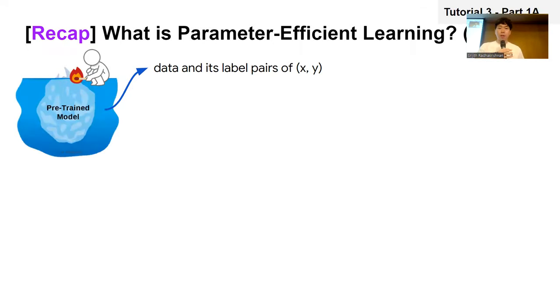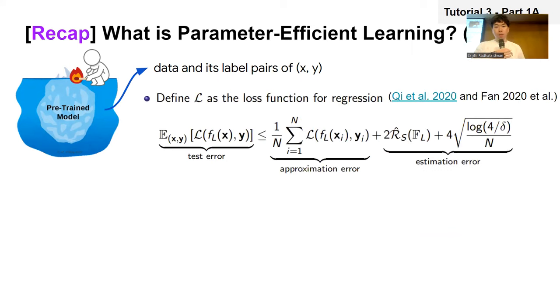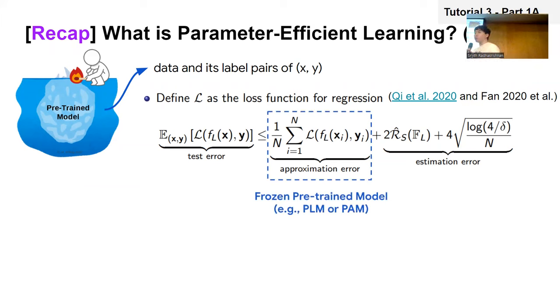In the better cases, the mechanism behind parameter efficient learning: say we have a pre-trained model and we're trying to fine-tune it, and we have data, a paired set of X and Y. So based on Barron's theory and some recent work, we can define the loss function for regression like that. The same task error, but now we calculate the expectation because we have a group of data. Then we have the approximation error in this model form.